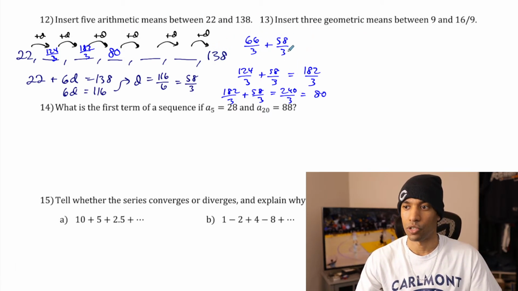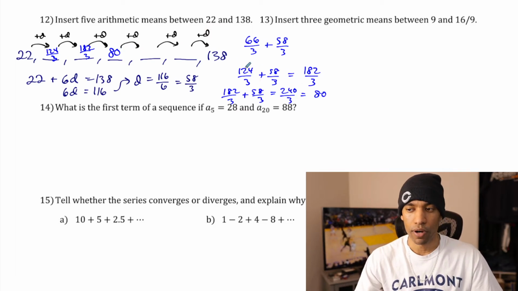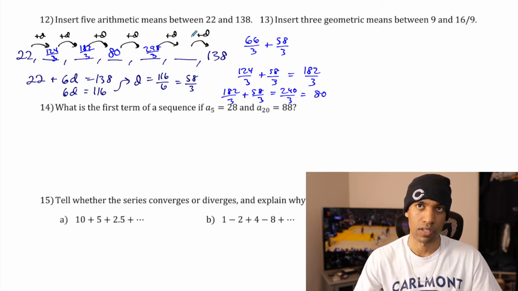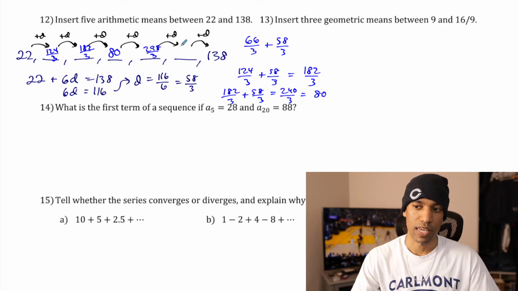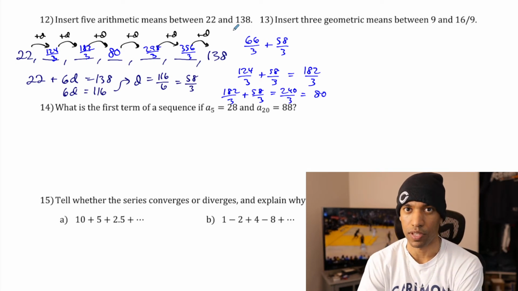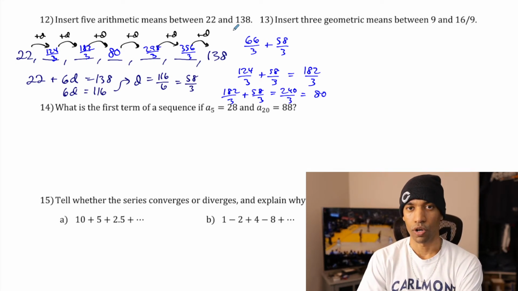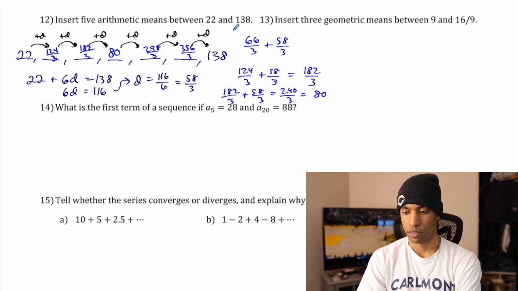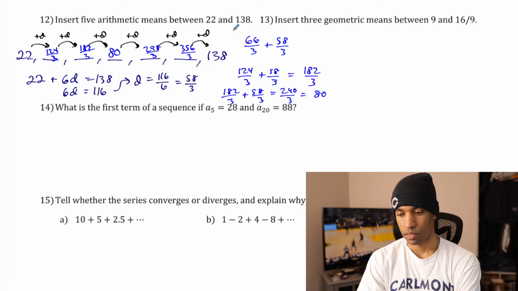Now, I still got to get the other... Ooh, I need more room for this. 240 over 3 plus 58 over 3 is 298 over 3. 298 over 3 plus 58 over 3 is 356 over 3. And to make sure I didn't mess anything up, 356 over 3 plus 58 is 412 over 3. And 412 over 3, I'm really bad at my math. No, 422 over 3.